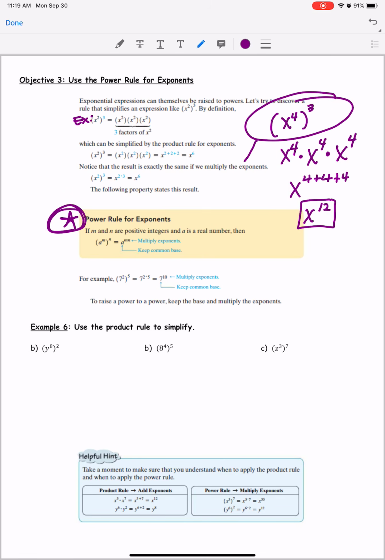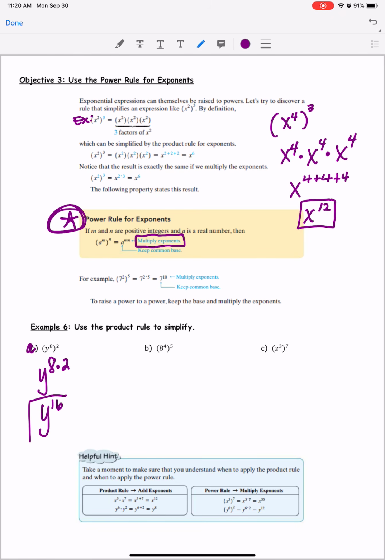How could I have gone from my original problem to right here? Just multiply those together. So that's what this is telling me. If I have a to the m all to the nth power, all we are doing here is multiplying our exponents together. So here we have y to the 8th all squared. So we are doing 8 times 2 to get y to the 16th power.